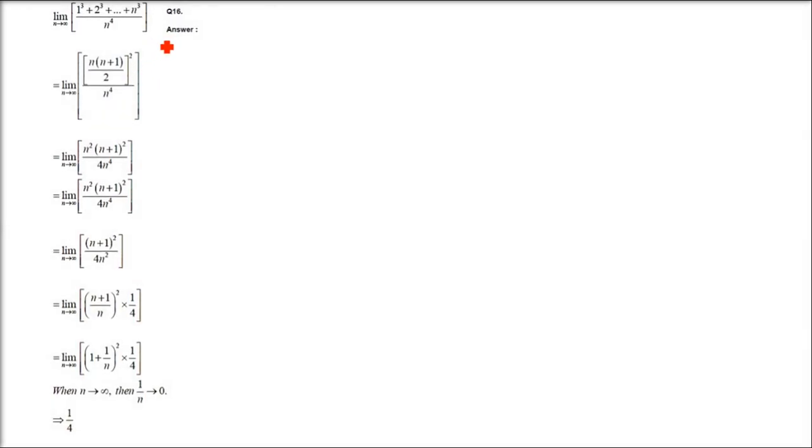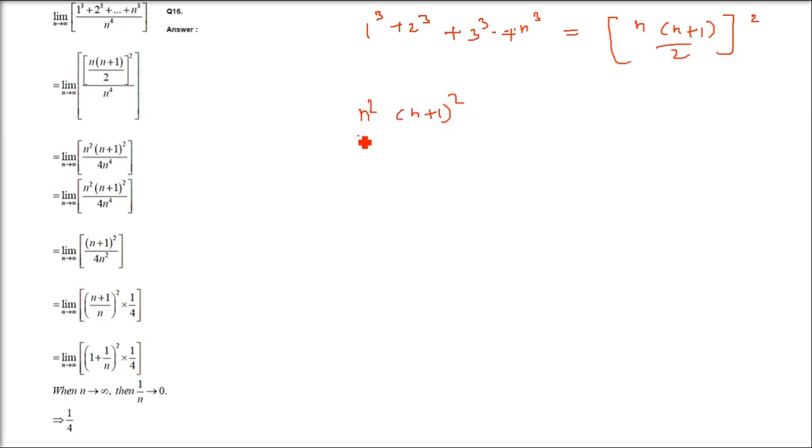Now this is question number 16. So 1 cube plus 2 cube plus till n cube by n to the power 4, limit n tends to infinity. If you see here, the main thing is, what is 1 cube plus 2 cube till n cube? What is that sum? When you add this, it is (n(n plus 1) by 2) whole square. So what do you get? n square (n plus 1) whole square by 4. Now by 4, n to the power 4 is already there.